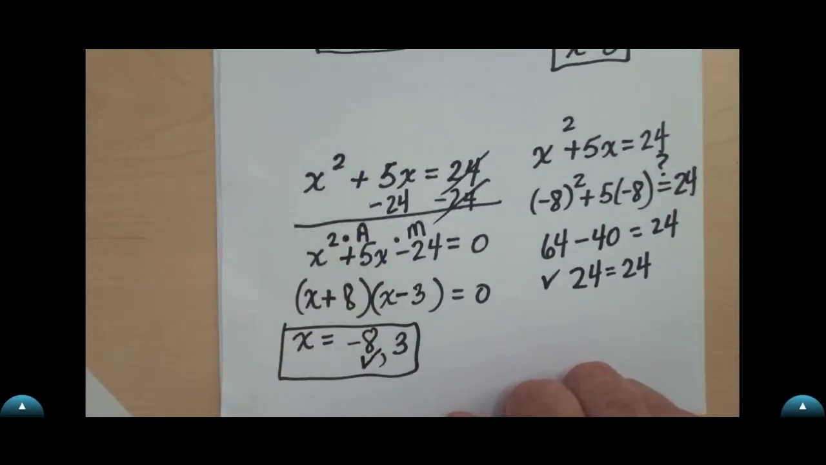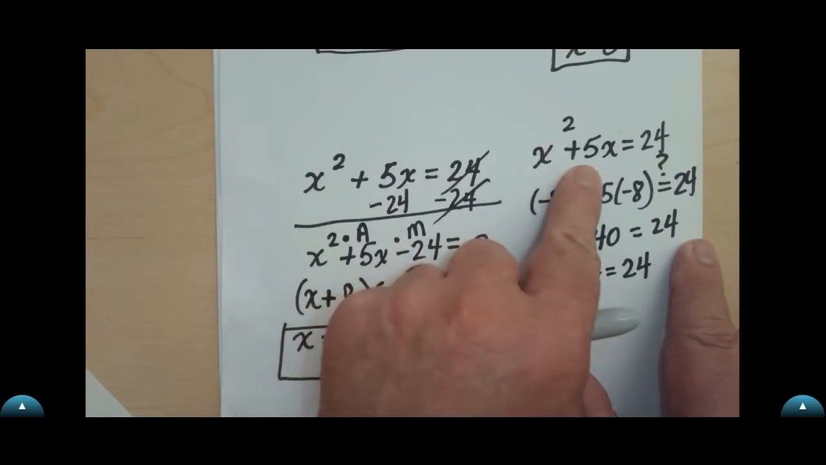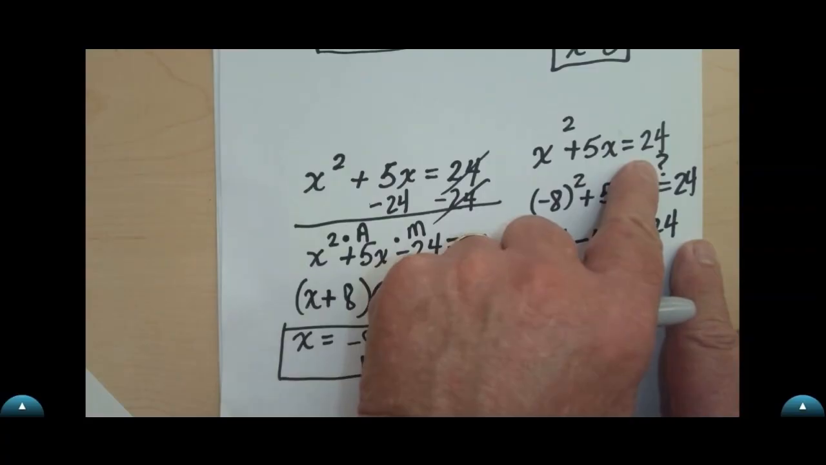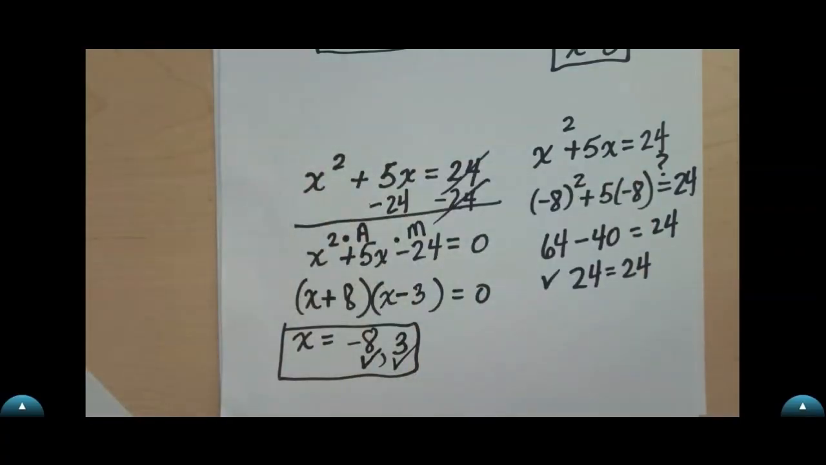Everybody see that? And if you did the same thing with 3, I'll just walk through it real quick. If you plug 3 in for x, you'll get 3 squared is 9. Here you'll get 5 times 3 is 15. So you'll have 9 plus 15, which is also 24. Those are both, in fact, solutions to the original equation. Everybody see how this goes?